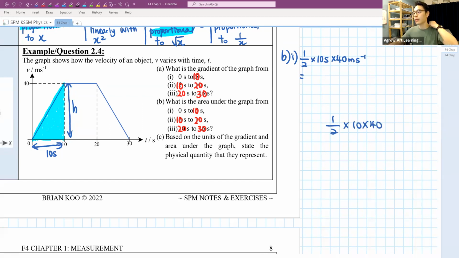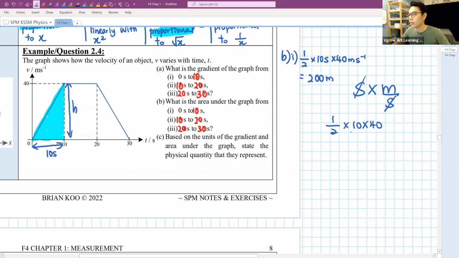You will get 200. But what is the unit? If you have second multiplied by meter per second, meter per second is the same as meter over second, right? So you cancel these two, S and S, time with time, and you will get meter.